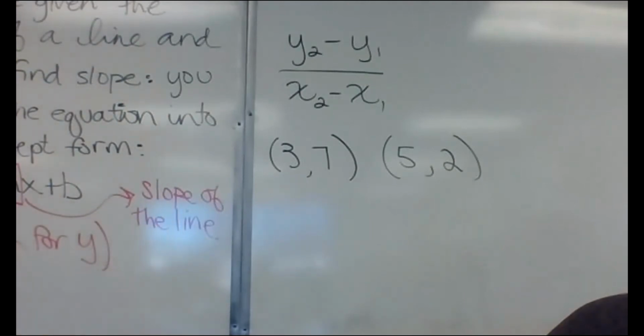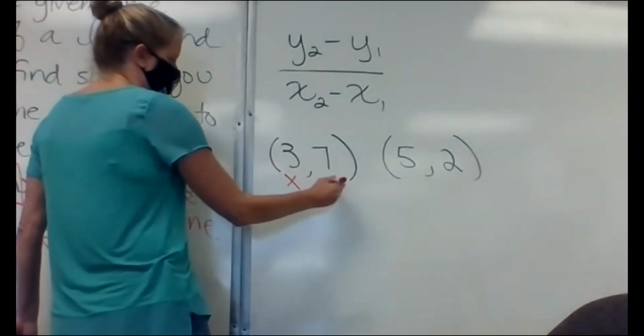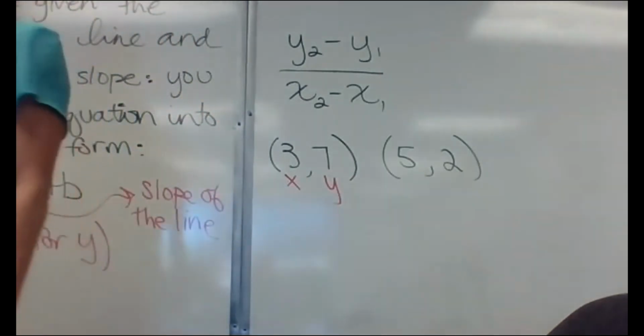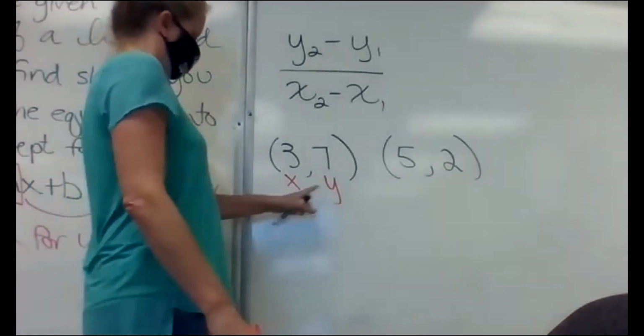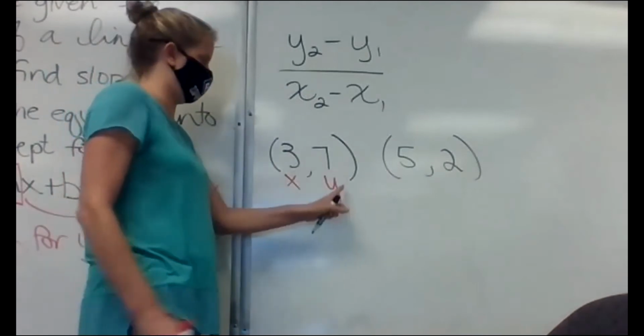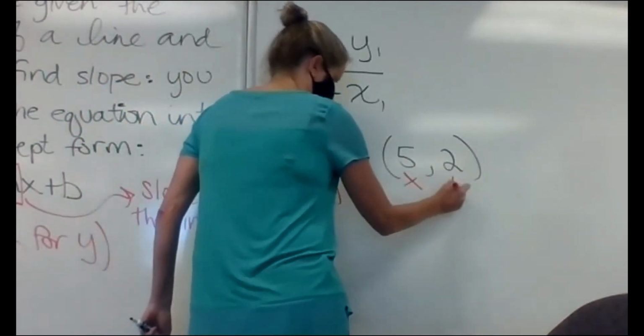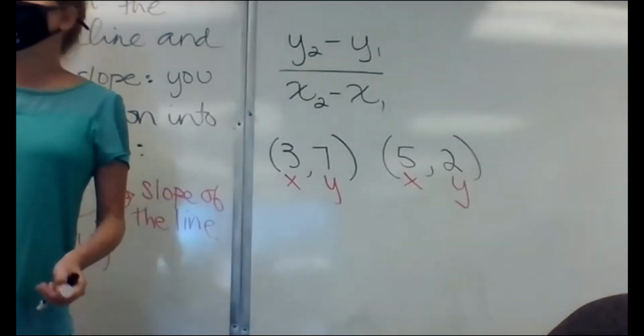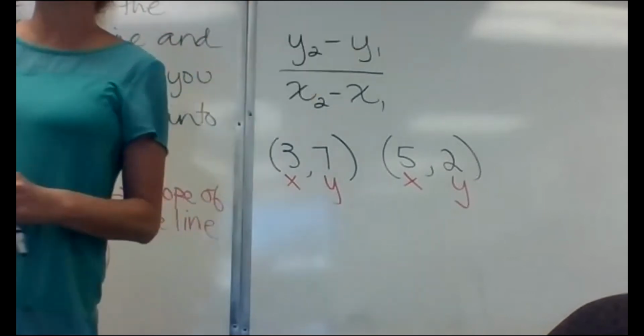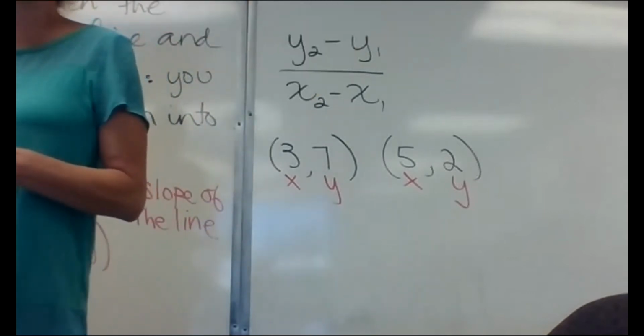Now remember, let's name these points. If I have a point, that means I have an x-coordinate and a y-coordinate, because it's very important where you put each one of these numbers in the formula. So that's a point, which means it has an x-coordinate and a y-coordinate. This is another point. It also has an x-coordinate and a y-coordinate, right? All points have that x and y. What you're going to do is just designate one of these points as being point number 1 and the other point as being point number 2. It really doesn't matter which one.